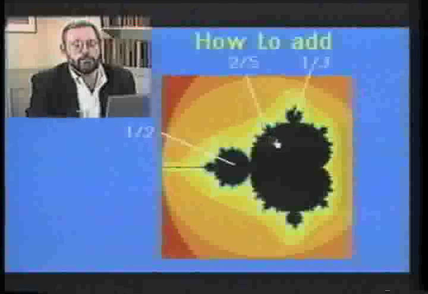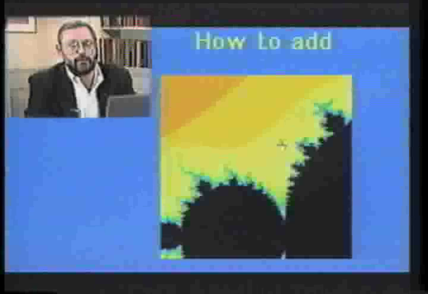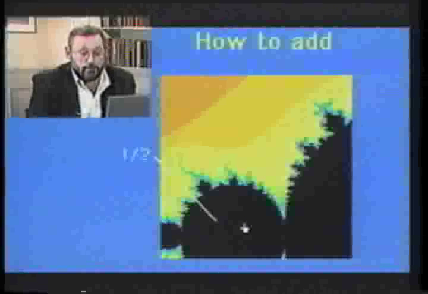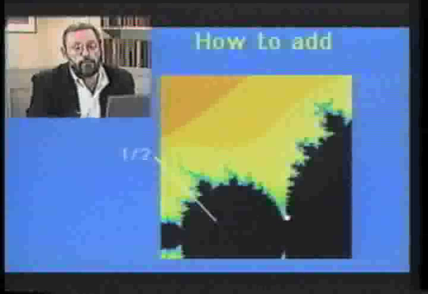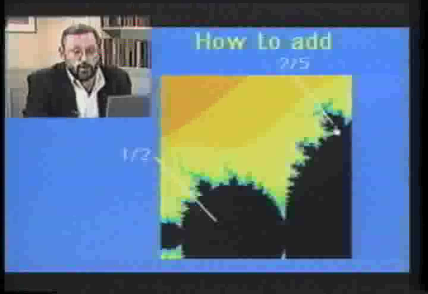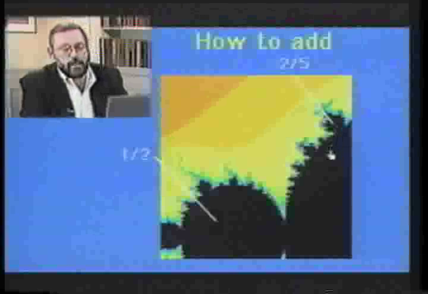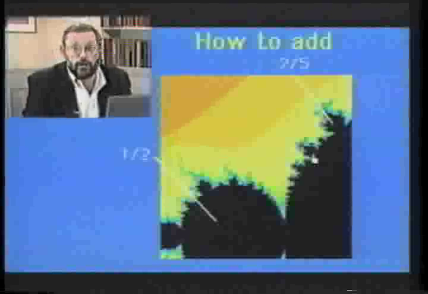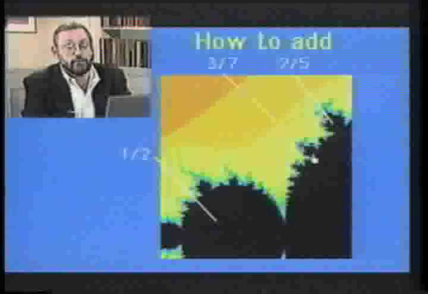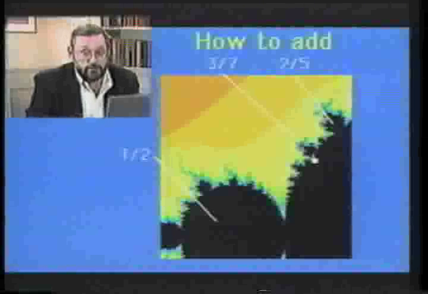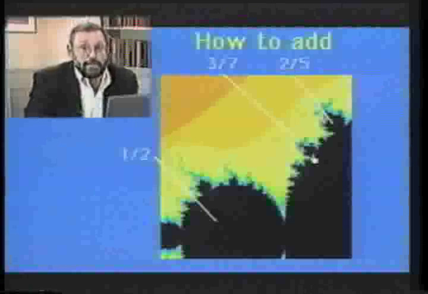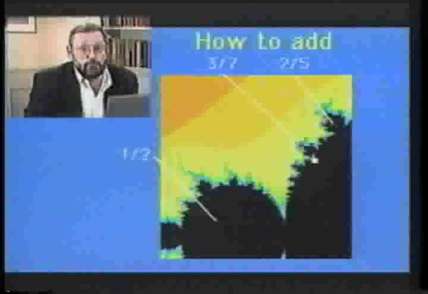Let's do this again. Here I've magnified a portion of the Mandelbrot set. Over here we recognize the 1/2 bulb. Up here, if you look closely, you'll see the 2/5 bulb. And now in between, the largest bulb is this one here. And that's the 3/7 bulb. So do you see how to obtain the largest bulb in between two given bulbs?